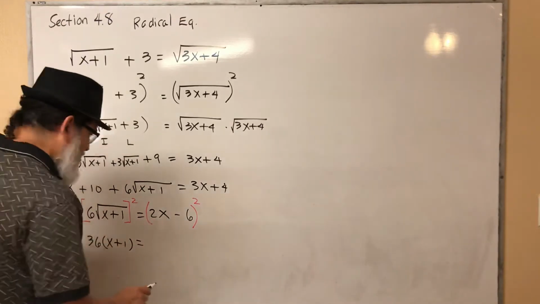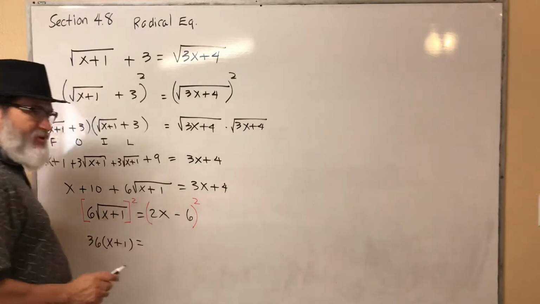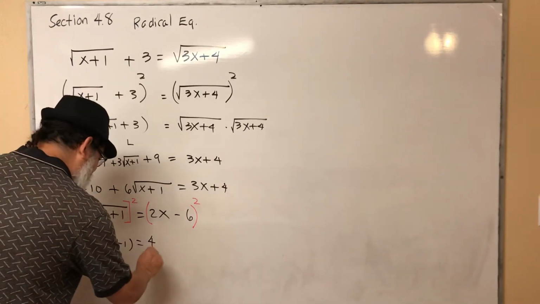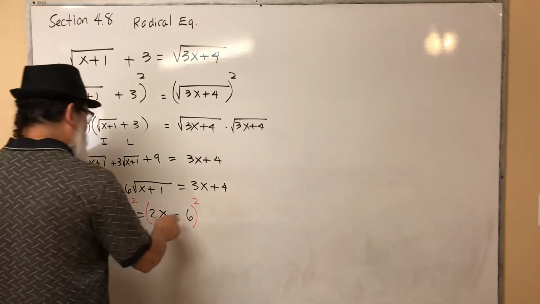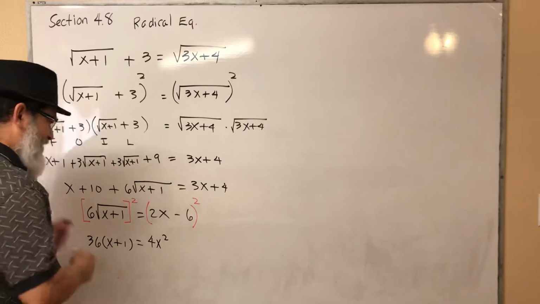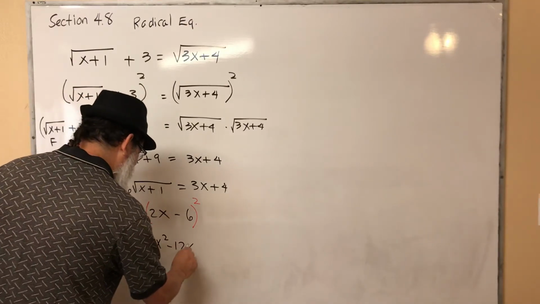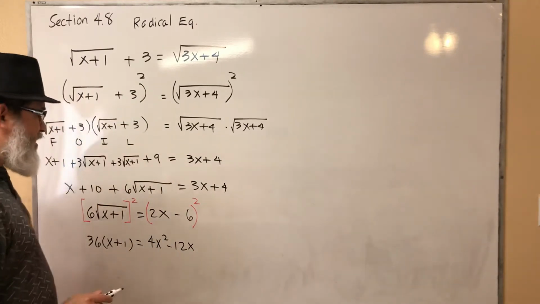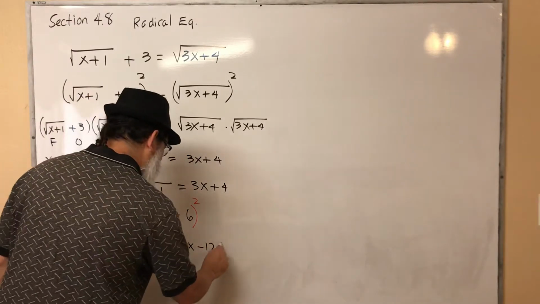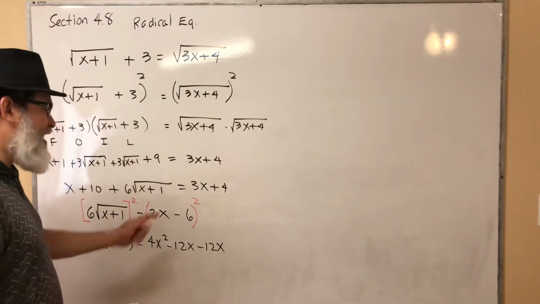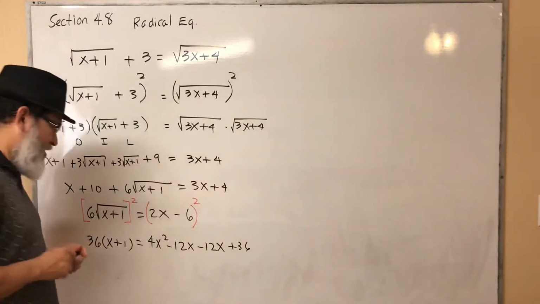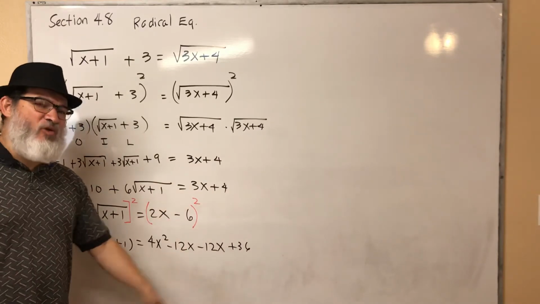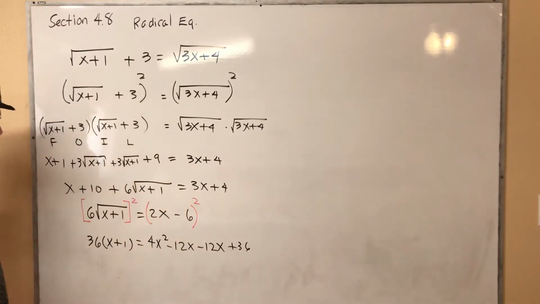Okay, square this side, square this, and you get x plus 1. When you square this, you FOIL. That's 2x times 2x. That's 4x squared. FOIL. That's 2x times negative 6. That's negative 12x. That's outer. What about inner? Negative 12x. What about last? Negative 6 times negative 6 is plus 36. Okay. You write this twice and then you FOIL. Okay. All right. Very good.